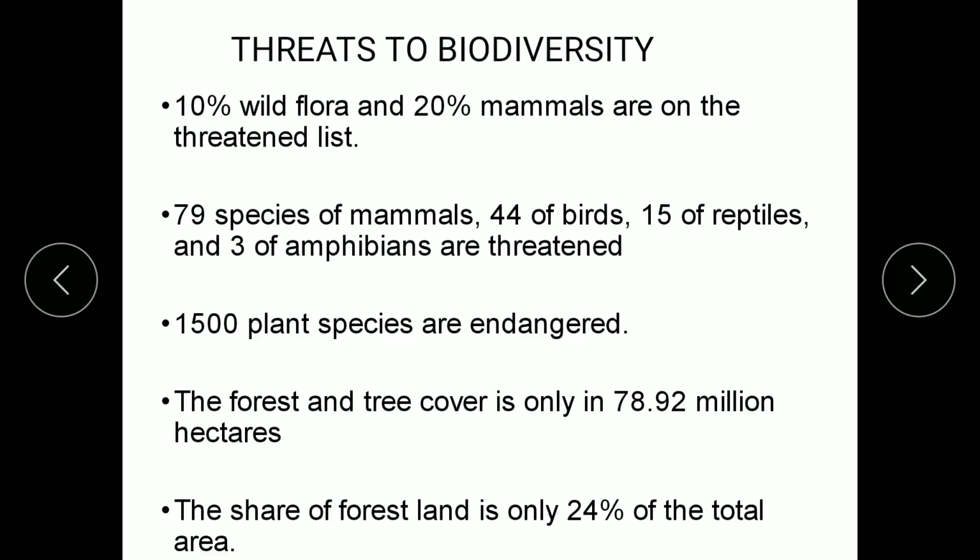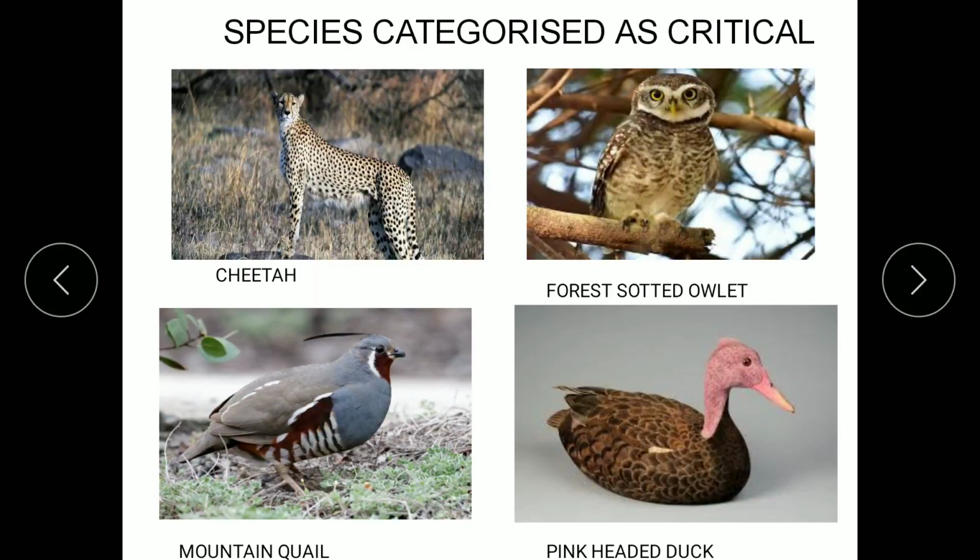The forest and tree cover is only 78.92 million hectares, and the share of forest land in India is 24% of the total area. But as per record, it is said that every geographical area must have 33% of forest, otherwise we may face different types of problems. These are some important species now under threat: the cheetah, forest owlet, mountain squirrel, and pink-headed duck. They are going to be extinct.